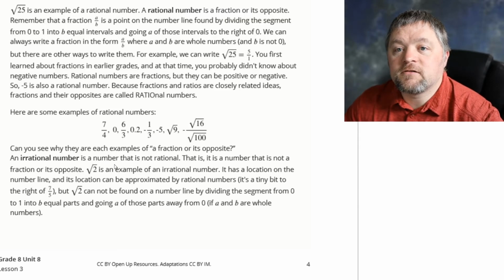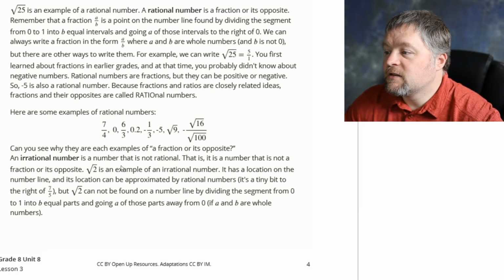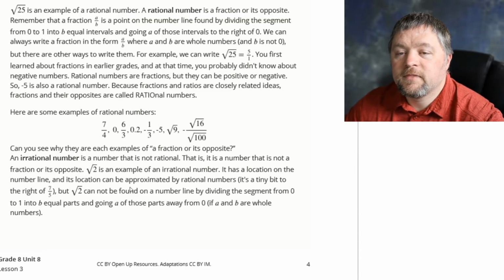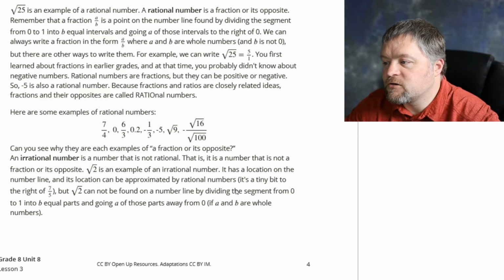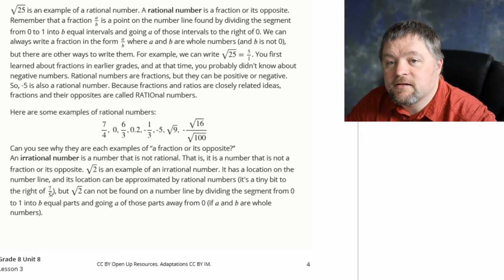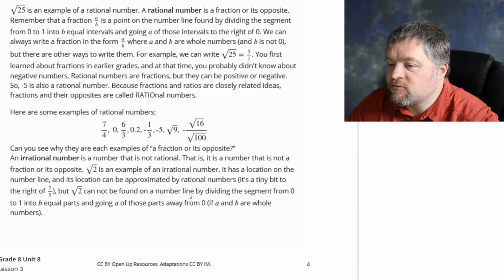An irrational number is a number that is not rational. That is, it is a number that is not a fraction or its opposite. The square root of 2 is an example of an irrational number. It has a location on the number line, and its location can be approximated by rational numbers. It's a tiny bit to the right of 7 over 5. But the square root of 2 cannot be found on a number line by dividing the segment from 0 to 1 into b equal parts and going a of those parts away from 0, if a and b are whole numbers.